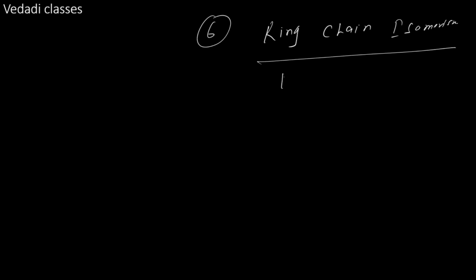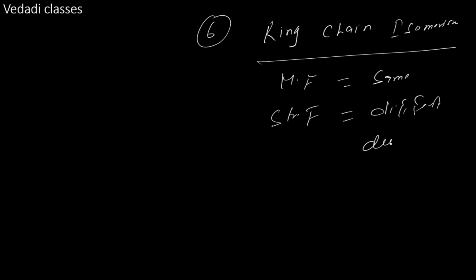Now the last one is ring-chain isomerism. So what's about the ring-chain isomerism? In ring-chain isomerism, again the molecular formula is the same, but the structural formula is different. Why is it different? Due to ring and chain.